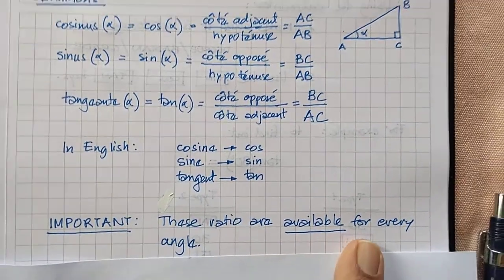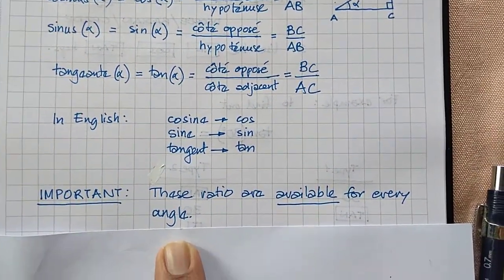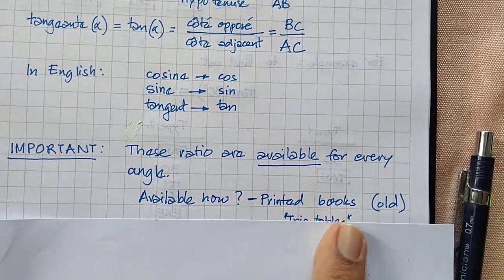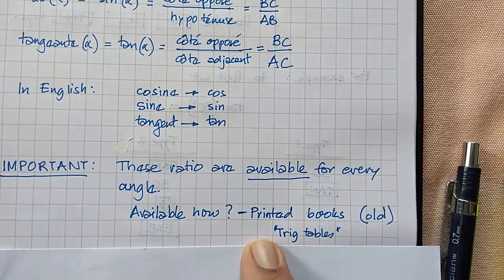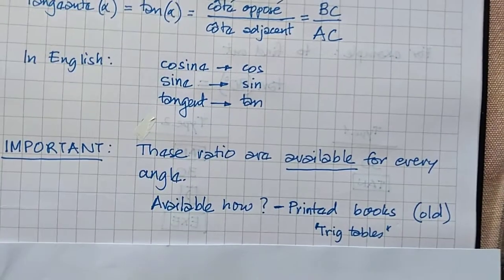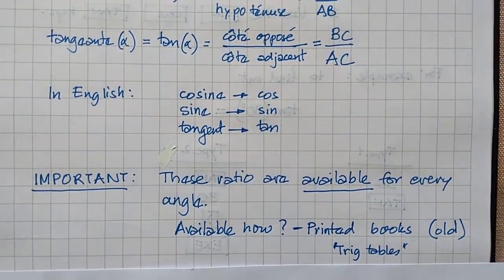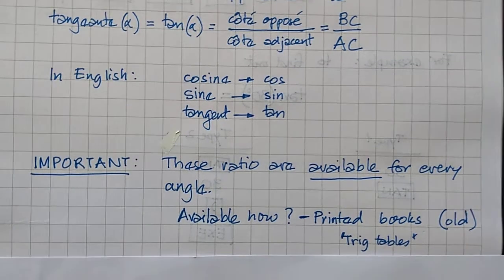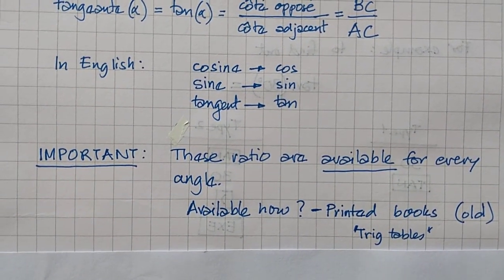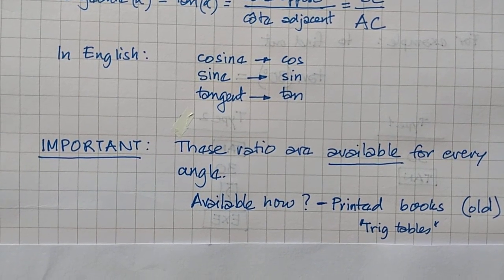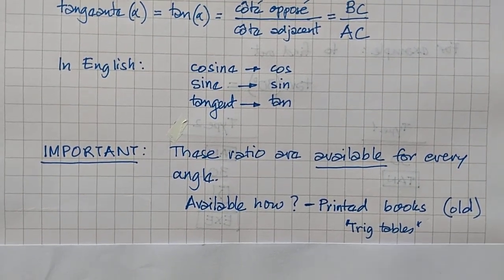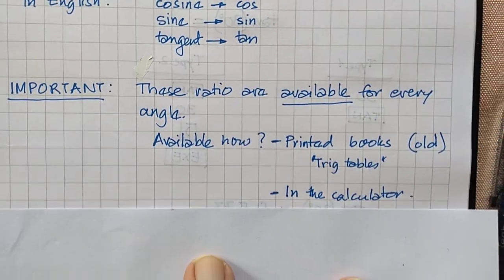So these ratios are available for every angle. What do I mean by available? They were available in printed books called trig tables. That's the old way. If you want to see some old trig tables, you can go to the school and ask Ravida to show you, and he will probably still have them. It's a small booklet with page after page of values printed. So earlier you looked up the book. Now of course you have them in the calculator.